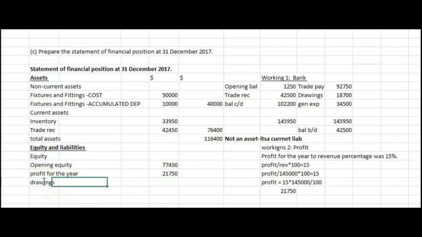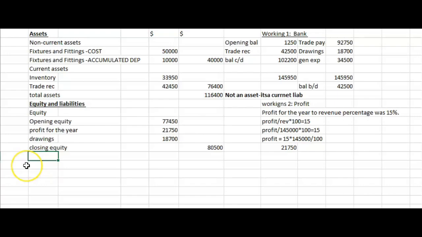Then we include drawings of 18,700. Finally, we calculate the closing equity by taking opening equity, adding profit, and subtracting drawings. So, 77,450 plus 21,750 minus 18,700 gives us 80,500. That's our closing equity, which we include in the statement of financial position. After we've finished the equity section, let's move on to the liability section.